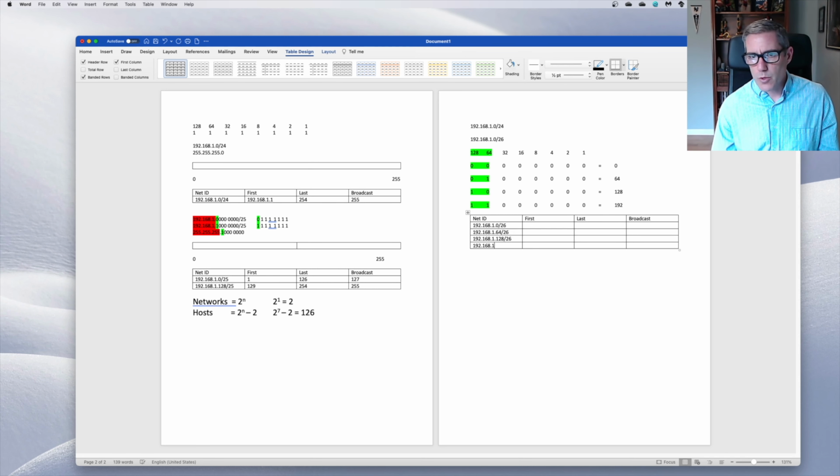192.168.1.192 /26. So now we figure out the rest of it. We just fill in the chart.